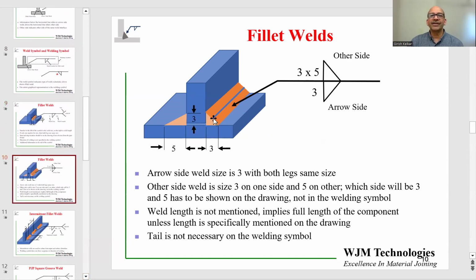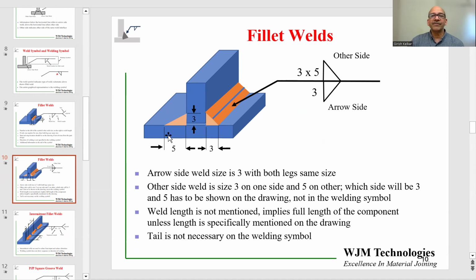Here's an example of a fillet weld on both sides, arrow side and the other side. So the arrow side weld, as shown over here, has legs the same size. And that's why you need just one number, because both legs are the same size. The weld on the other side, in this case, is shown having legs of 2 different sizes, 3 and 5. So over here, we show 3 by 5 for the fillet weld dimensions.